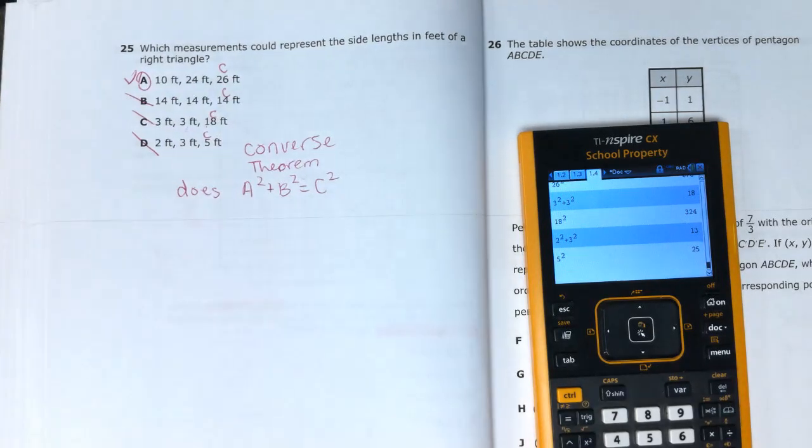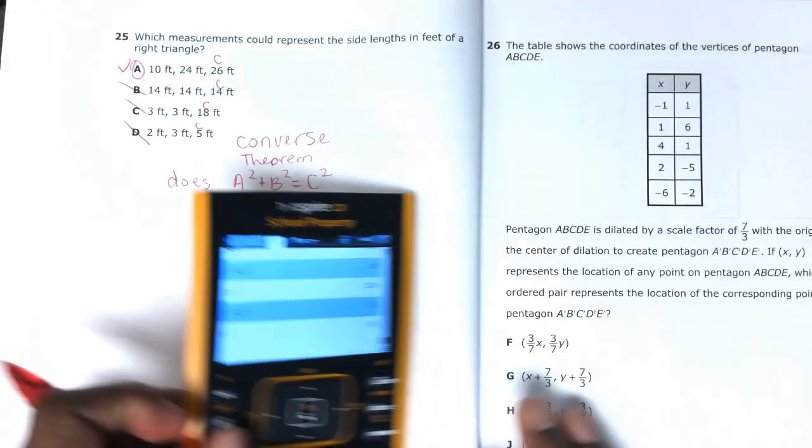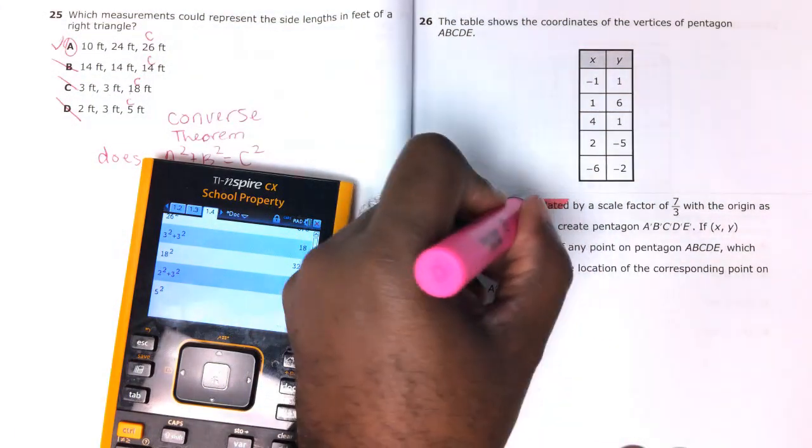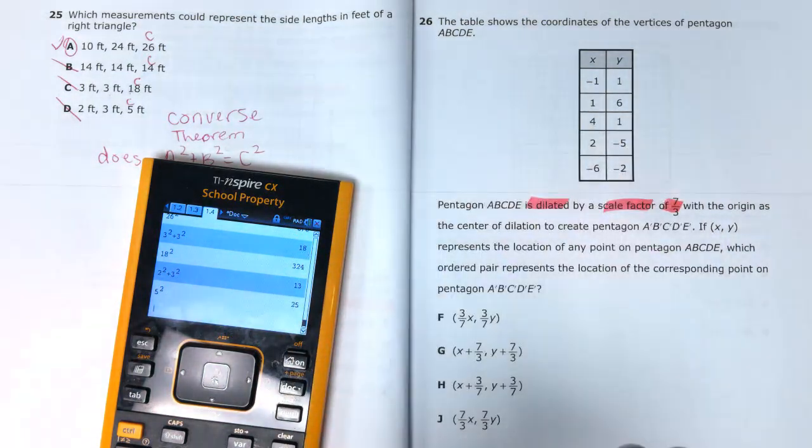Okay. Number 26. It says the table shows coordinates of vertices of a pentagon A, B, C, D, E. Pentagon ABCDE is dilated by a scale factor of 7/3 with the origin as the center of dilation to create pentagon A prime, B prime, C prime, D prime, E prime. If x comma y represents the location of any point on the original pentagon, which ordered pair represents the location of the point on the new one.